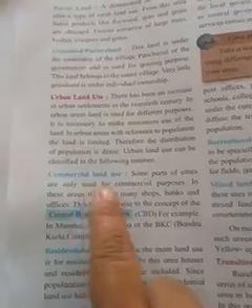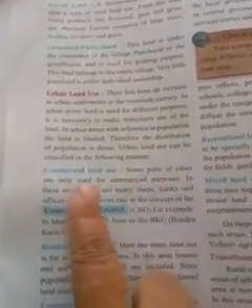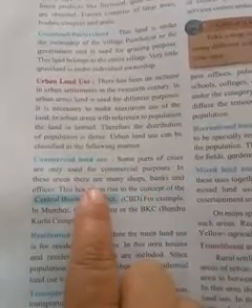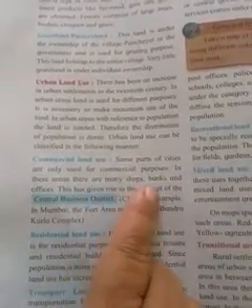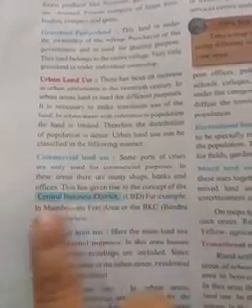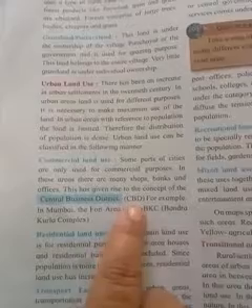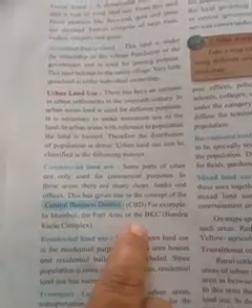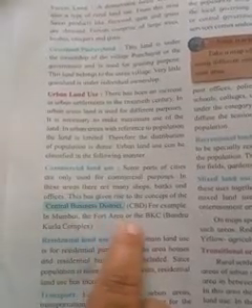First is the commercial land use. Some parts of the cities are also used for commercial purposes. In these areas, there are many shops, banks, offices. This has given rise to the concept of the central business district, that means CBD. For example, in Mumbai, there is the Fort area and the BKC, that means Bandra Kurla Complex.